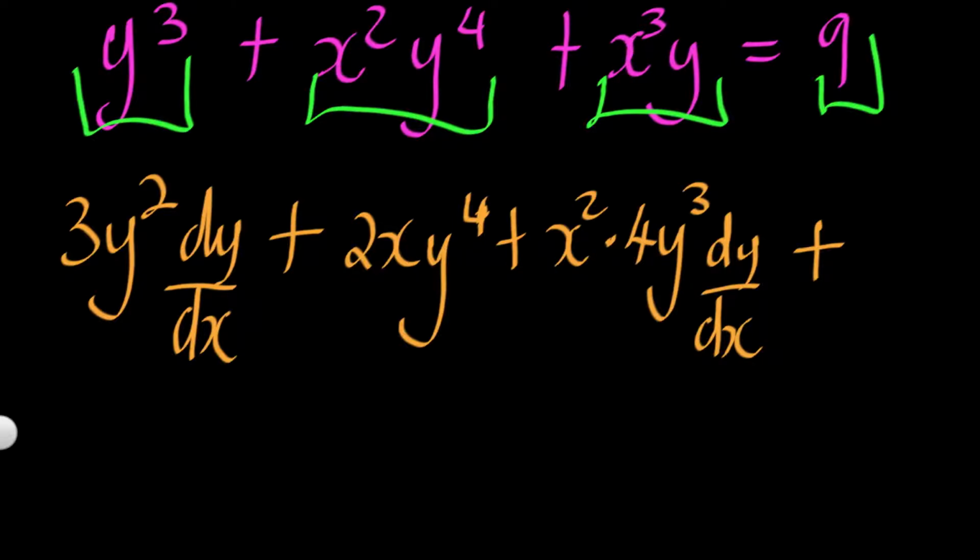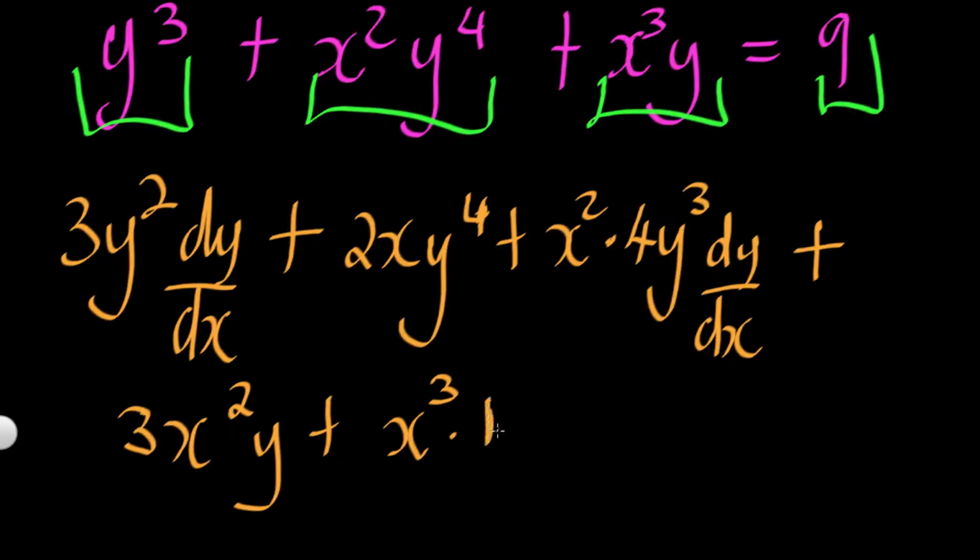Plus, I'm going to go down here, x cubed y. It is also a product. So I'm going to apply the product rule. I'll differentiate x cubed first. I get plus 3x squared times y plus, I keep my x cubed. I differentiate y, I get a 1. But because I'm differentiating y in terms of x, I multiply this by dy dx, equals to 0. I also differentiated 9, so I get a 0.